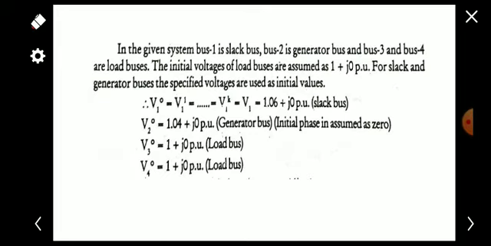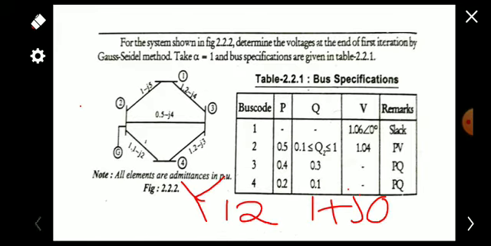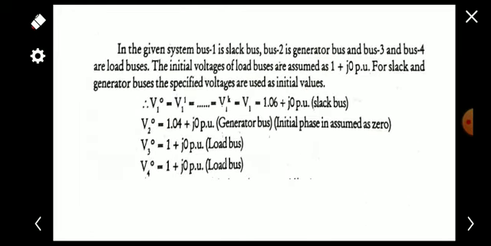For a generator bus, the specified powers are considered as positive, but for a load bus the specified powers are considered as negative values. So here for the load bus the specified P and Q values, 0.4, 0.3 and so on, will all be considered negative because it is a load bus, that is, it is consuming power. For a generator bus the given values are treated as positive. And for the first iteration the value of K will be 0.